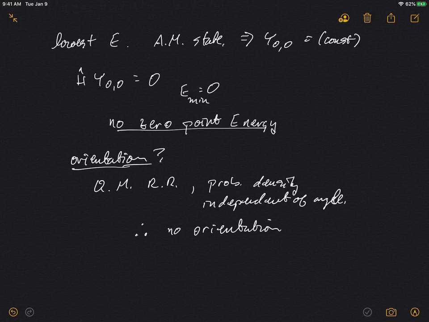So instead of having a rigid rotor, we essentially have this probability sphere, this uniform sphere of probability density in spherical polar coordinates, and there's no orientation. This is akin to, and in fact is related to, the fact that s orbitals in the hydrogen atom are spherical. So that's for the y00 state. Let's look at the y11 state.